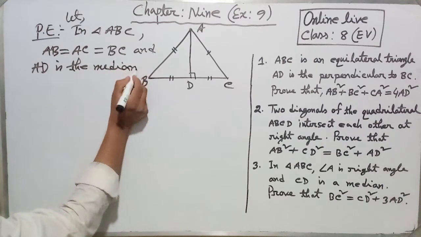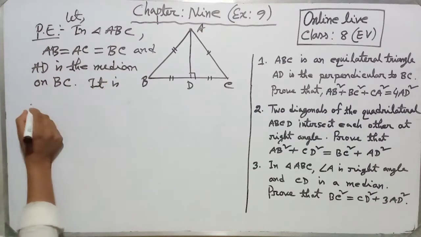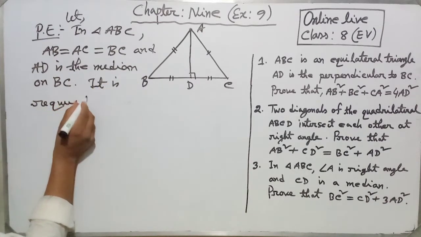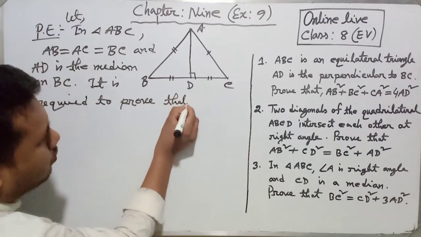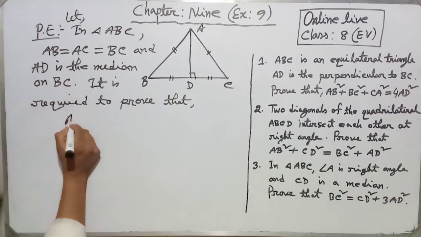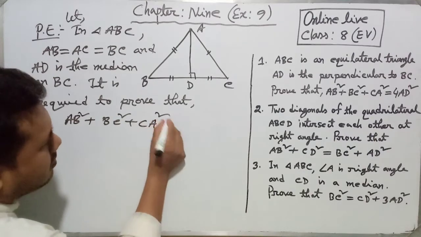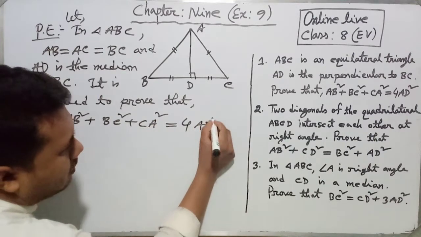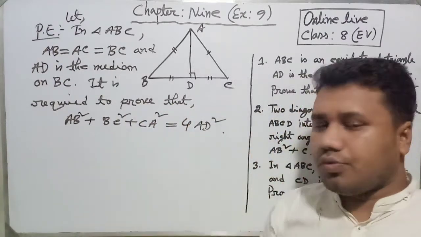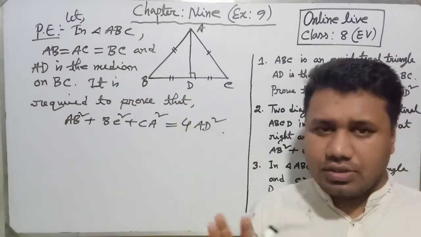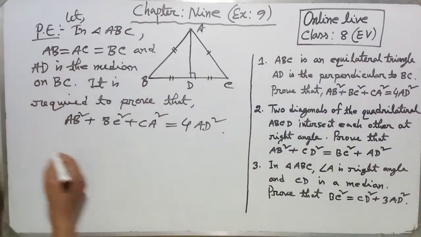median on BC. Now it is required to prove that AB square plus BC square plus CA square equal 4 into AD square. So this is our main target. We have to prove that this equal 4 AD square. Now dear students, there is not necessary any construction, so directly we can go to our proof part.